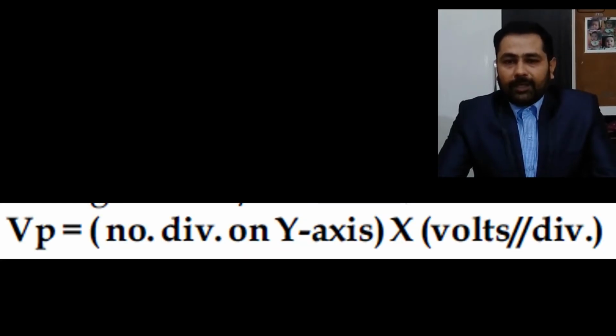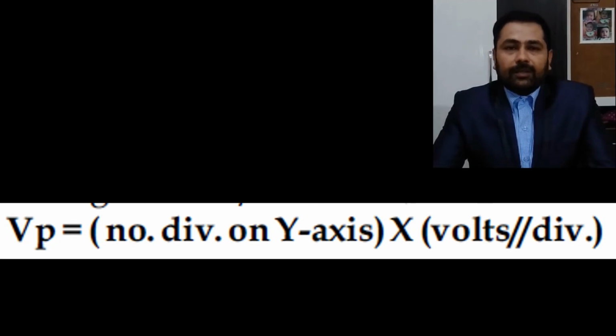So the y deflection from the zero x-axis to the DC line is called the amplitude, and that is nothing but the DC voltage. It can be calculated as the number of divisions on the y-axis multiplied by the volt per division reading. So this is how we can measure the DC voltage.